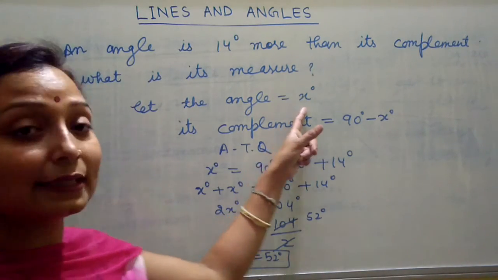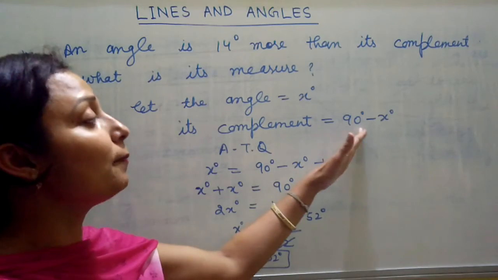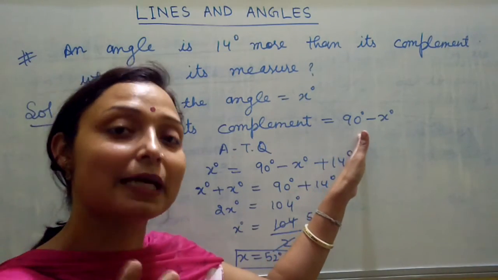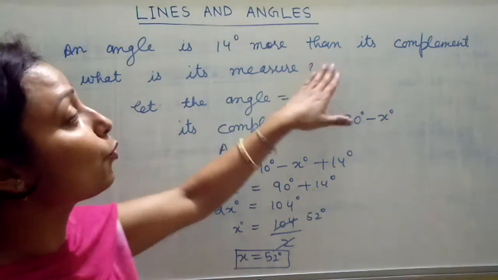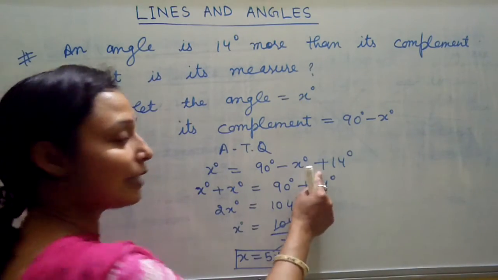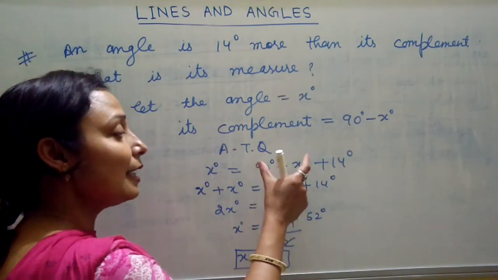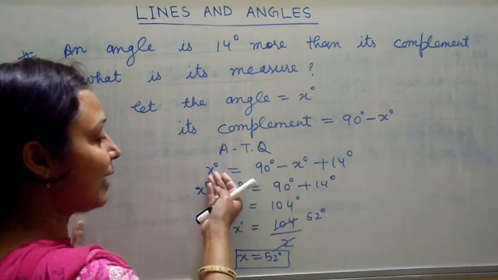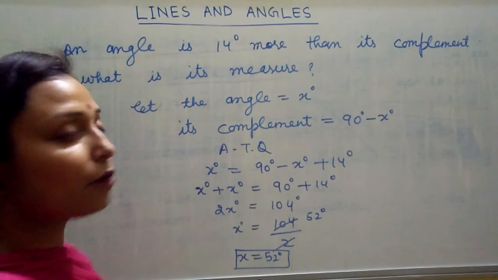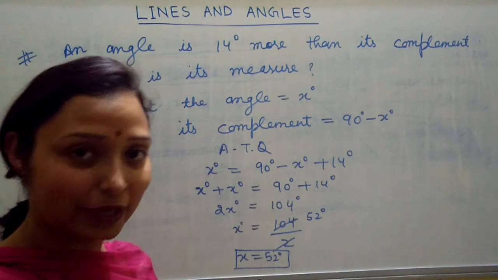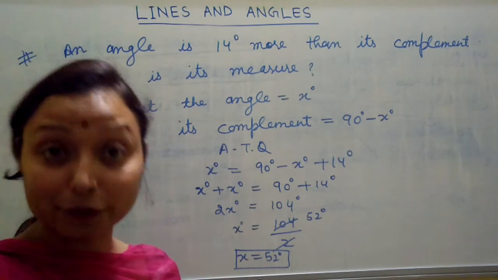First of all, take the angle, then its complement. The complement is always taken as 90 minus x. The question says the angle is 14 more than its complement, so 14 more means addition to the complement. Then you have to take x on one side and the numerical value on the other side, so you solve by equating, by taking the equation and solving it.